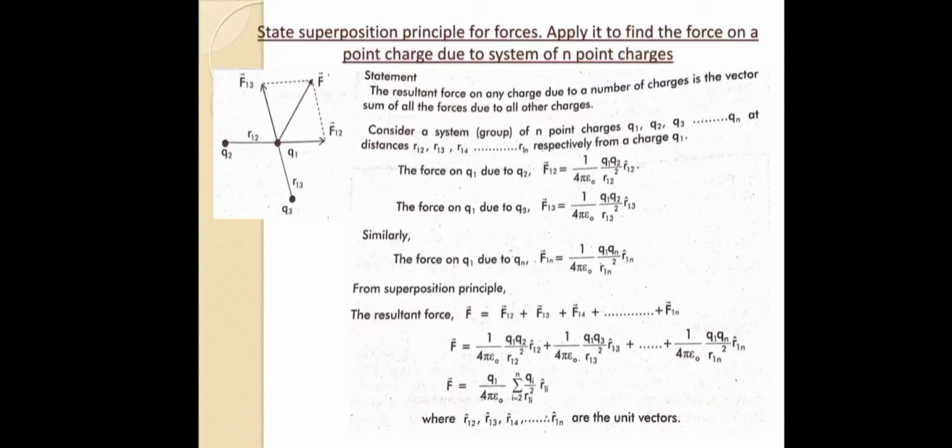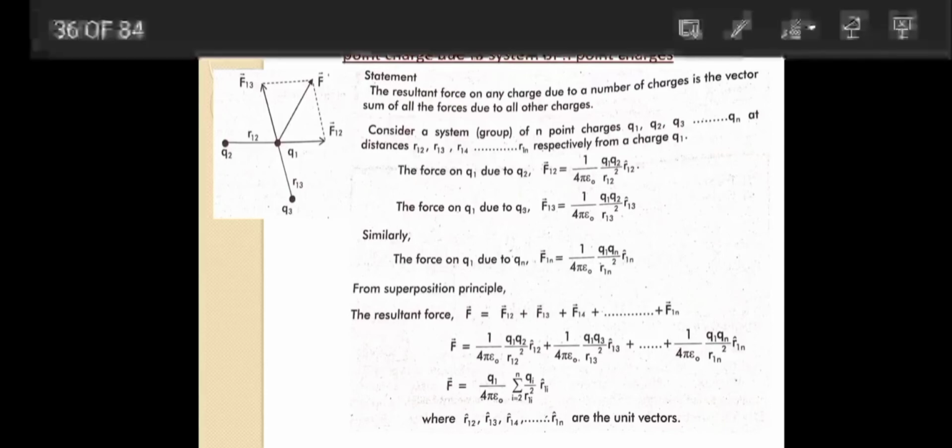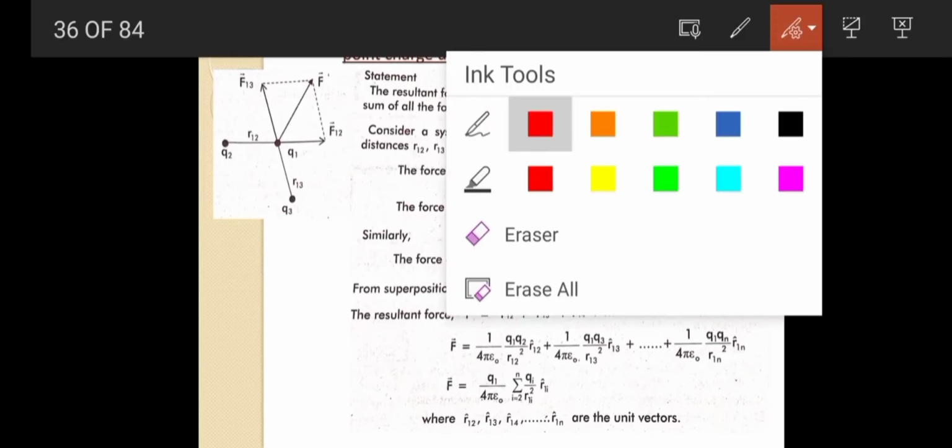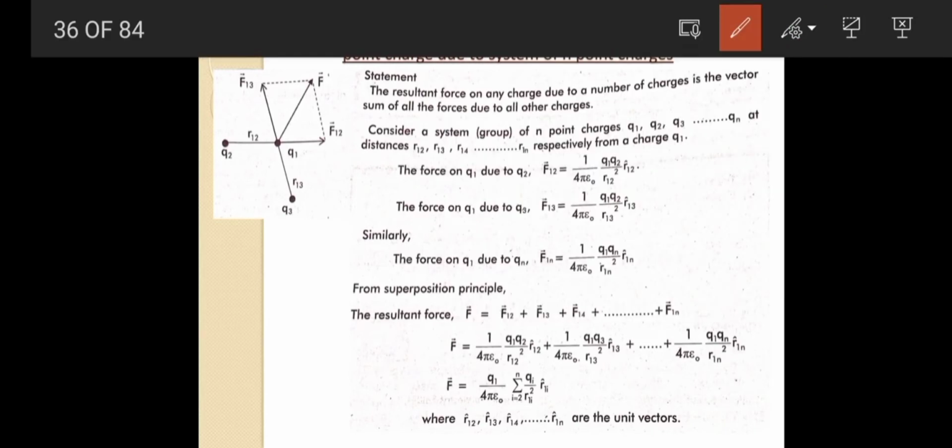Now if you want to find out the net force or resultant force which is acting on this point charge q1 due to the point charges q2 and q3, the net force due to q2 and q3 on charge q1 is equal to the vector sum of these two forces on the charge q1. Overall meaning is the superposition principle.